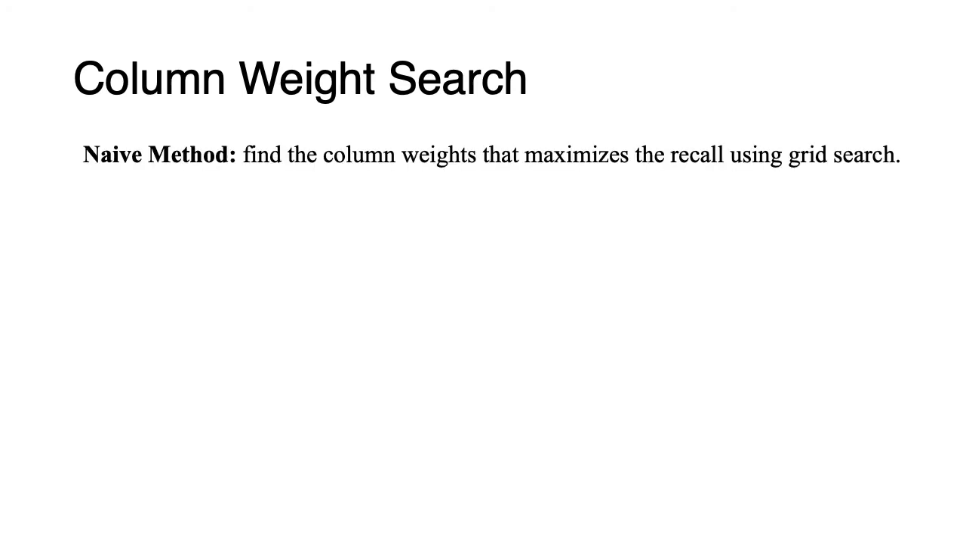The column selection algorithm significantly reduces the number of columns used, but we still need to determine the column weight for each selected column. Because we are maximizing the recall, the intuitive approach is to use grid search to find the column weights that produce the highest recall. But as we mentioned before, the space of possible weights is exponential to the number of selected columns. To solve this problem, we propose an efficient column weight search algorithm.